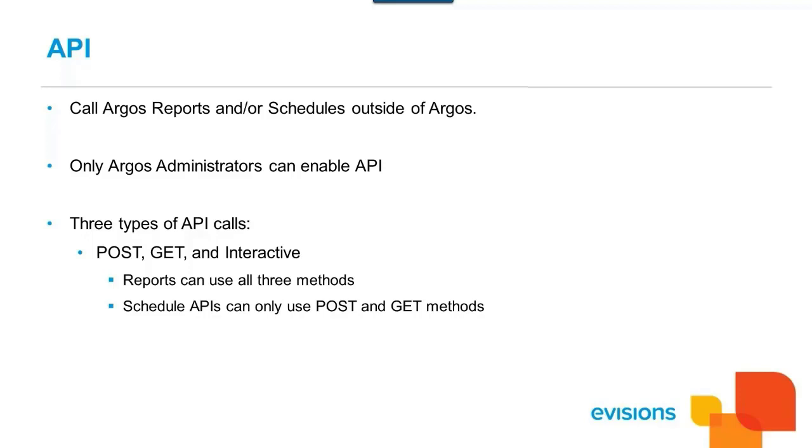Lastly, there's the interactive mode. When you run a report in interactive mode, the direct DataBlock dashboard launches in a restricted version of the Argos Windows client on the user's machines. Reports can use all 3 methods, whereas a schedule can only use the post and get methods. I will only show an example of the report API for this training.